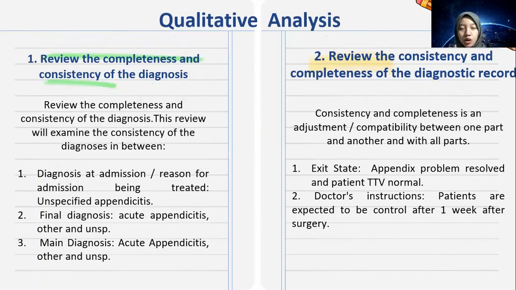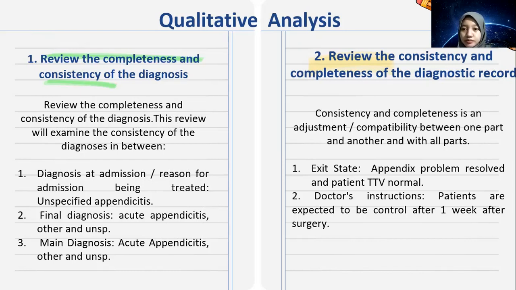Qualitative analysis. 1. Review the completeness and consistency of the diagnosis. This review will examine the consistency of the diagnosis between: 1. Diagnosis at admission or reason for admission: unspecified appendicitis. 2. Final diagnosis: acute appendicitis, other and unspecified. 3. Main diagnosis: acute appendicitis, other and unspecified.